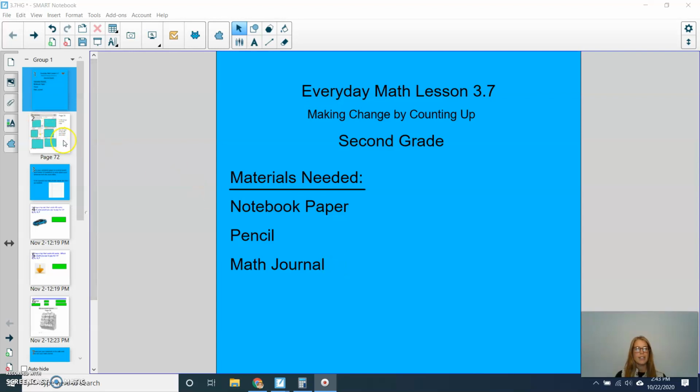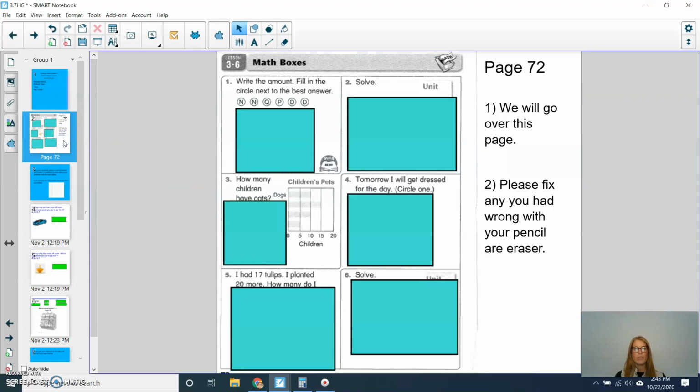Let's get started. The first thing that we're going to do is go over our math boxes from the previous lesson. So if you can open up your math journal to page 72. If you're noticing that you have any mistakes, please fix those with your pencil and eraser. So for question number 1, write the amount, fill in the circle next to the best answer.